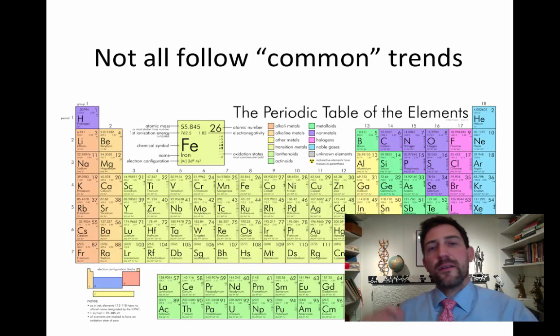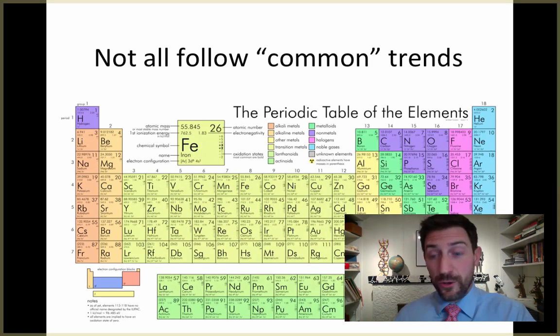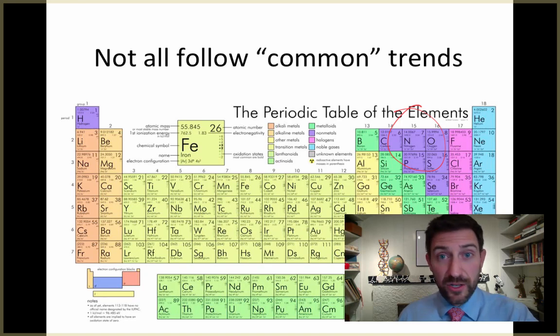Moving on. I showed you our example with nitrogen, sort of what to do when we have ones that have more than one option for an oxidation state.